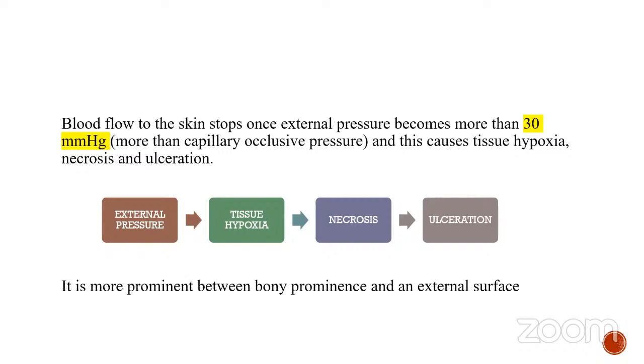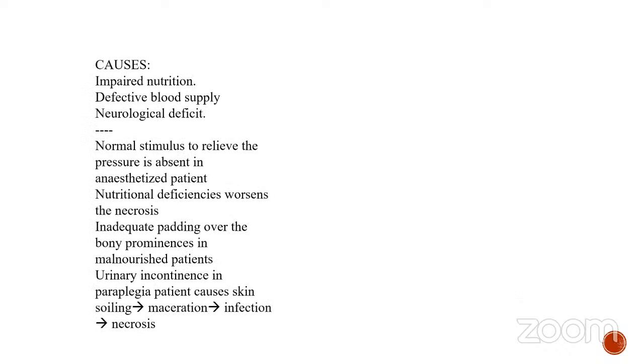It is more prominent between a bony prominence and an external surface. So these are the causes for trophic ulcer. First is impaired nutrition, defective blood supply, and neurological deficit. The normal stimulus to relieve the pressure is absent in an anesthetized patient. The nutritional deficiency is worsened in necrosis. Inadequate padding over the bony prominence in malnourished patients.